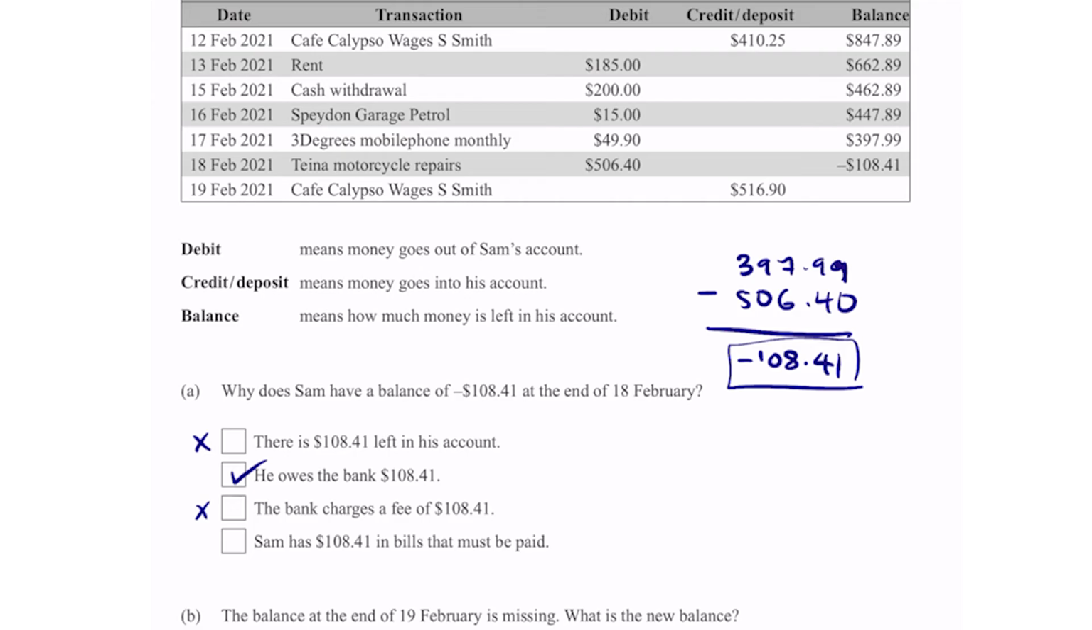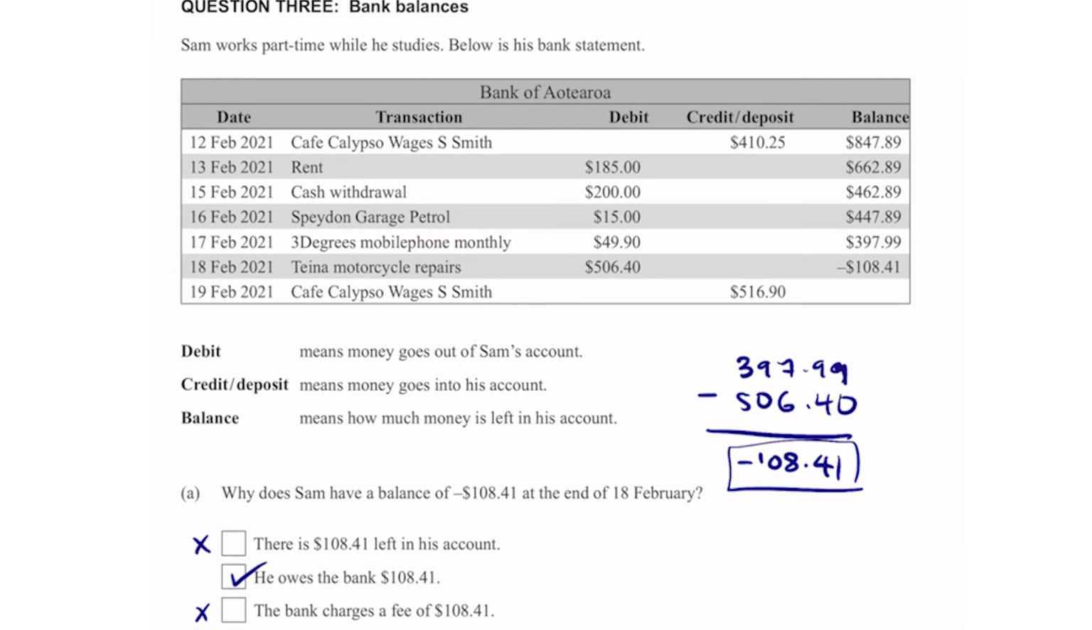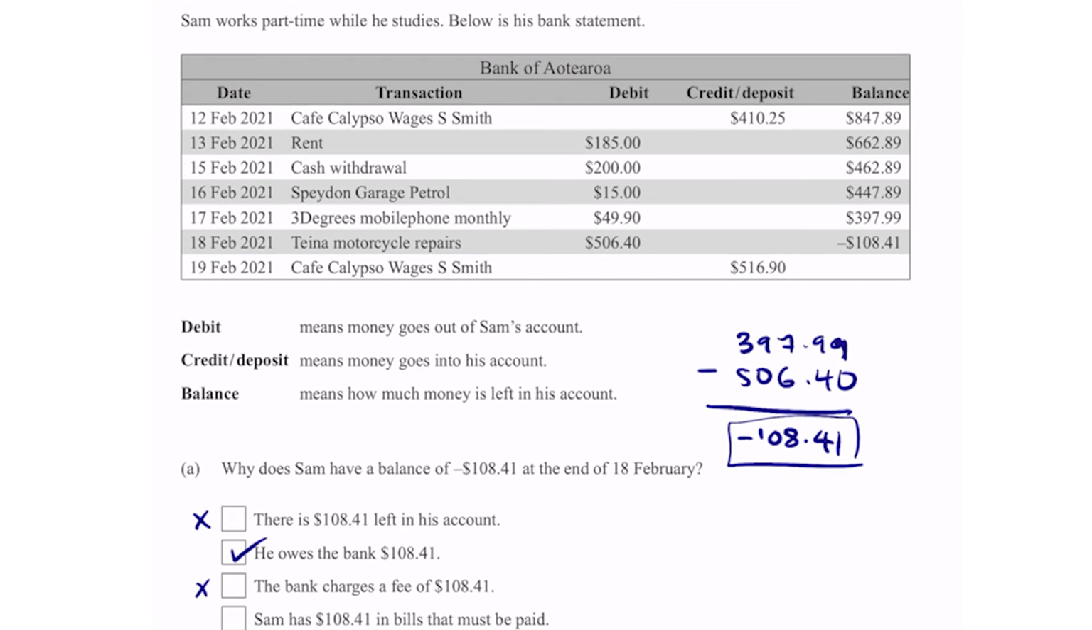Now, Sam has $108.41 in bills that must be paid. I don't know. So he's already paid for it. Well, the bank's already paid for it on his behalf, I'm assuming, right? I don't have the mark schedule. So this one's a bit not very clear, but I would say it's probably the second one. But I might be wrong. Let me know if you think otherwise.